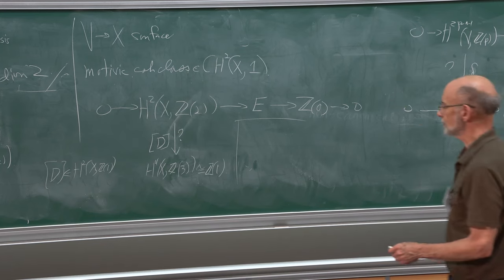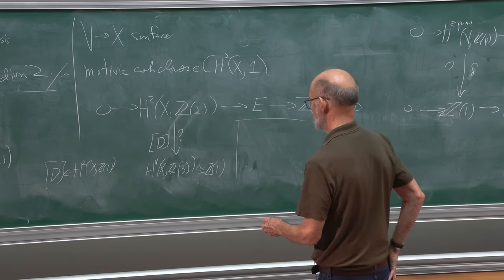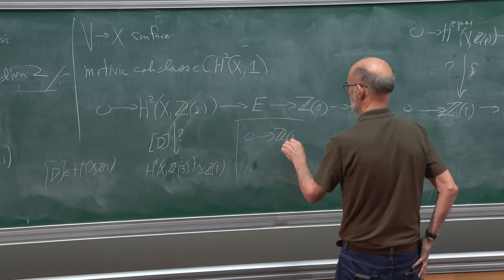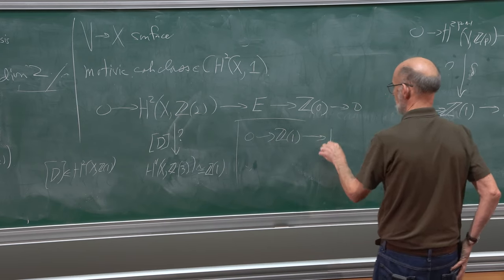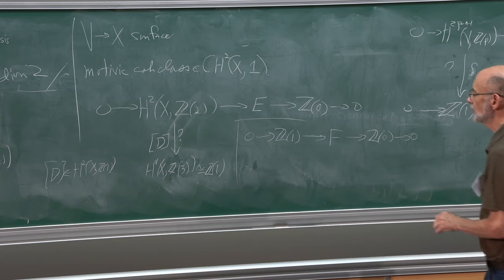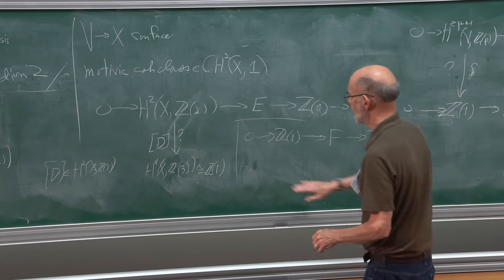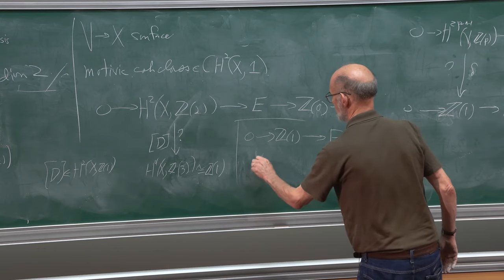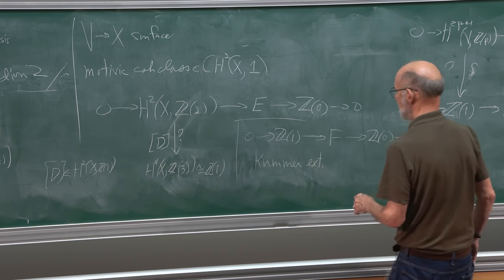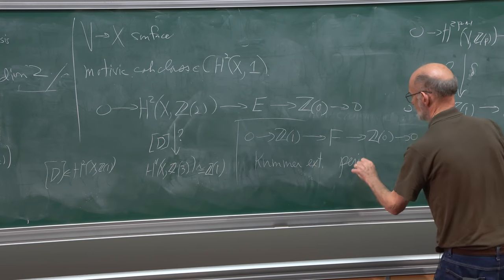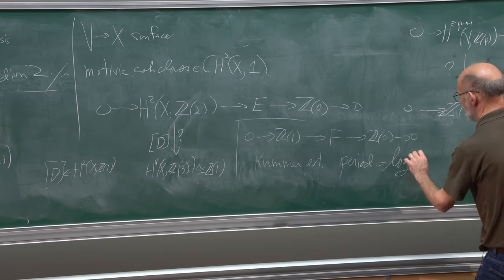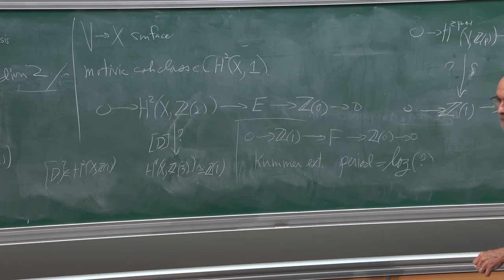So suddenly, we get the kind of extension we want. Z of 1 goes to, I can't call it E anymore, goes to some F, goes to Z of 0, goes to 0. And so this is a Kummer extension. And its period will be log of something. Right?